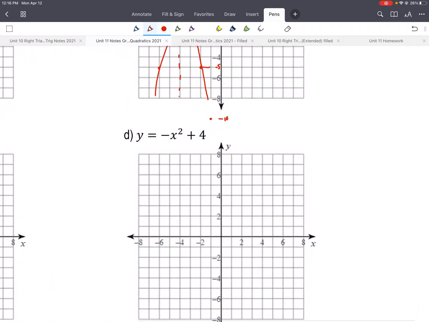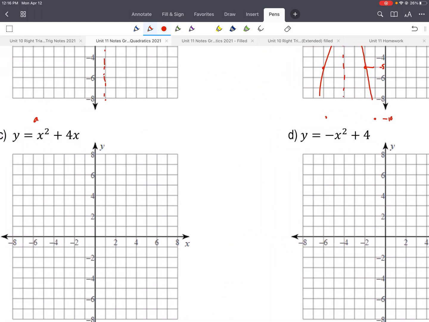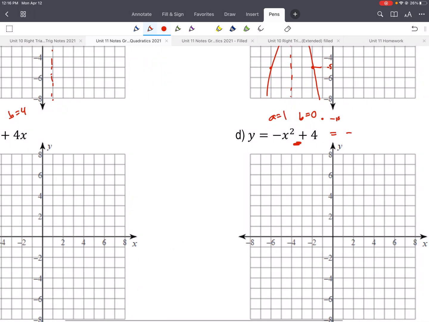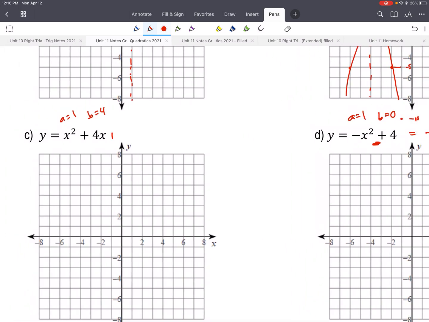Actually, this is the one that I meant to do, D. Just keeping in mind here the difference between like C and D, what A, B, and C are. So A here is 1, and here A is -1. Okay? Here B is 4, and here B is 0. So the middle term is missing. And again, we could rewrite this as -x squared plus 0x plus 4. Okay? And for C, this could be plus 0. So here our constant is 0.